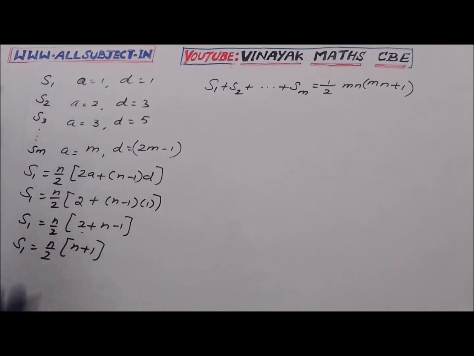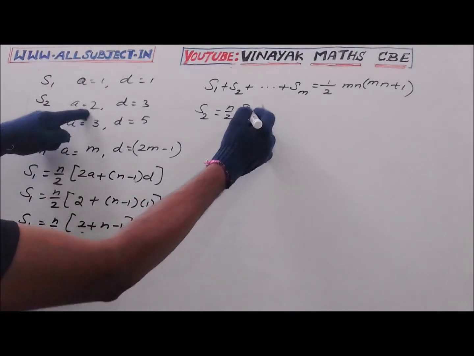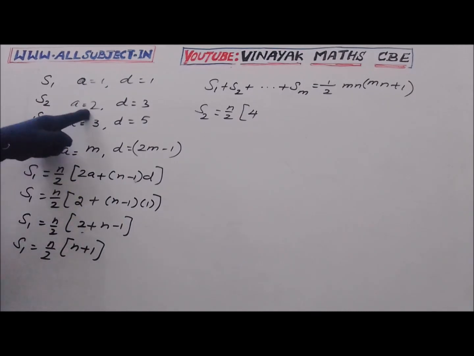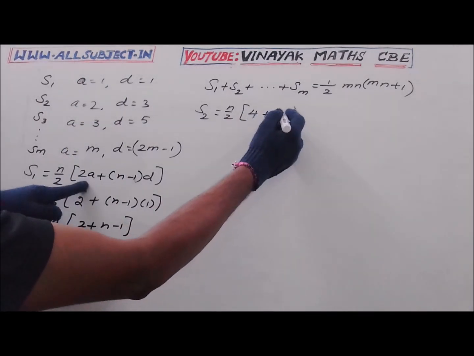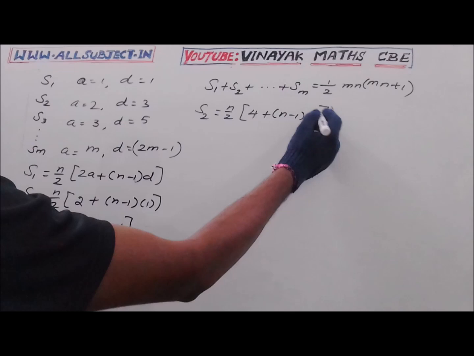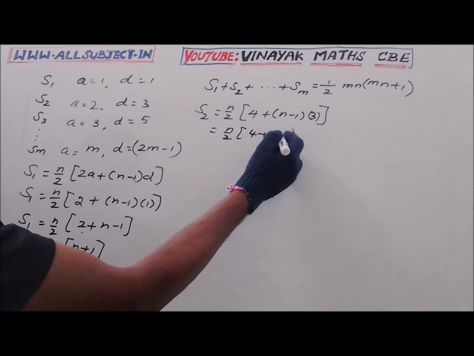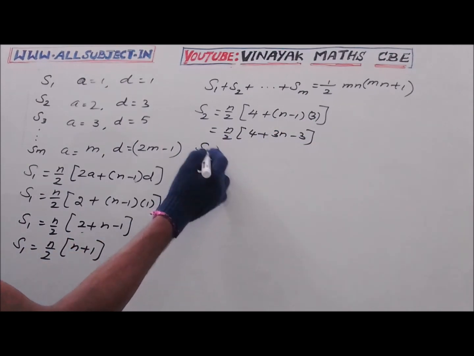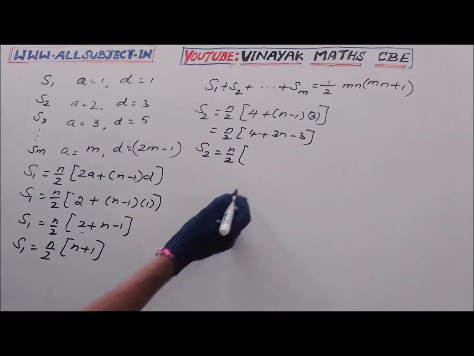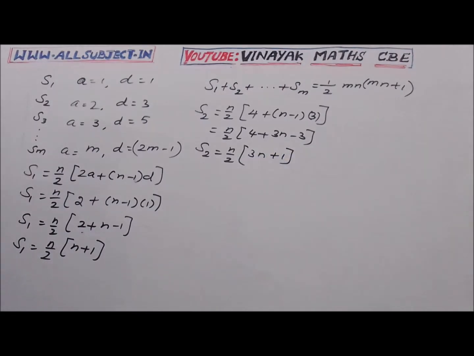Now for S2, a is 2 and d is 3. Applying the same formula, S2 equals n by 2 into 2a, here a is 2, so 2 into 2, that is 4, plus (n minus 1) into d, the d value is 3. Multiplying inside, n by 2 into (4 plus 3n minus 3). Simplifying it, S2 equals n by 2 into (3n plus 1), since 4 minus 3 is 1.